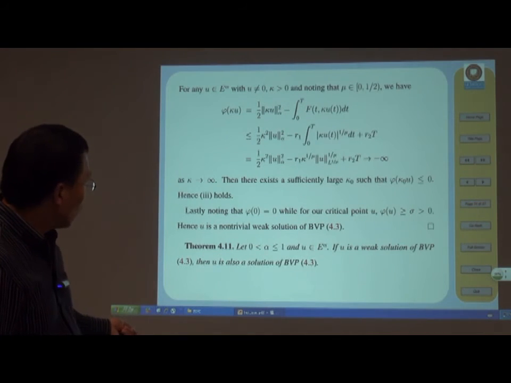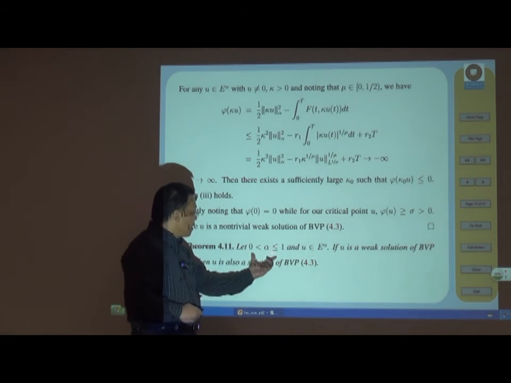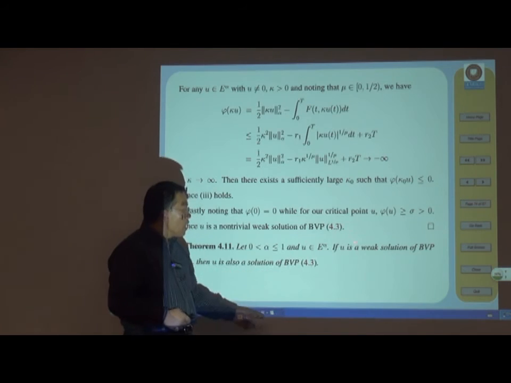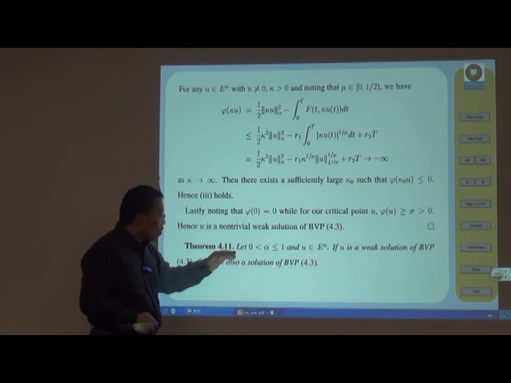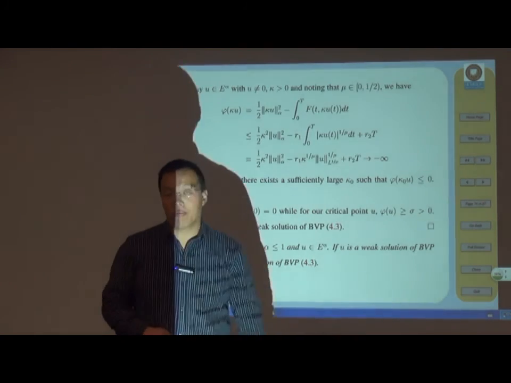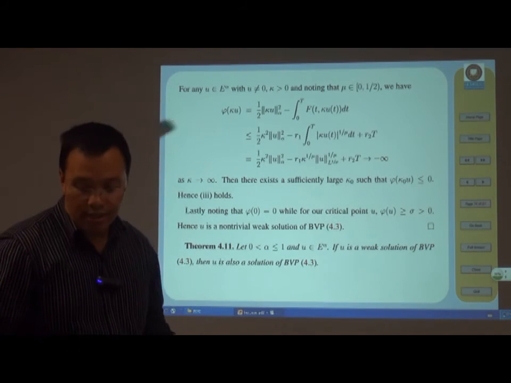And finally, we point out that for alpha between 0 and 1, if u is a weak solution of the boundary value problem, then u is also a solution of the boundary value problem. And then the problem is solved.